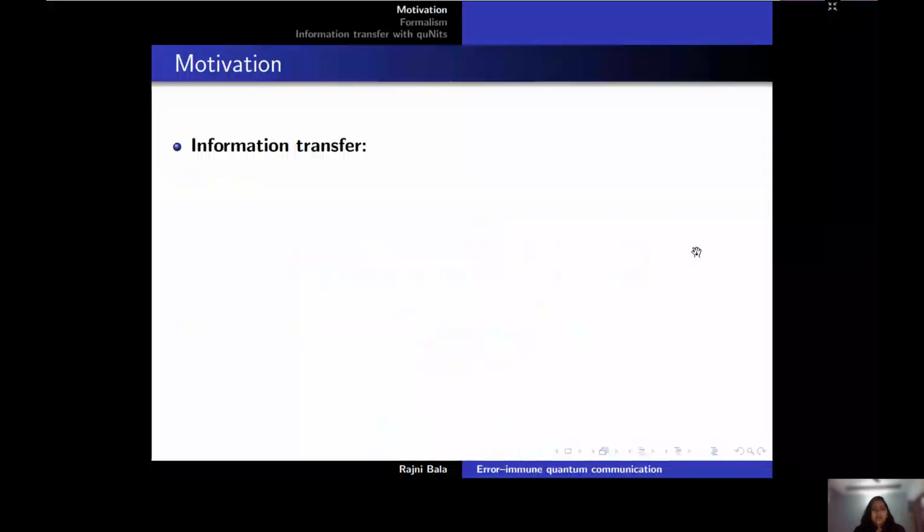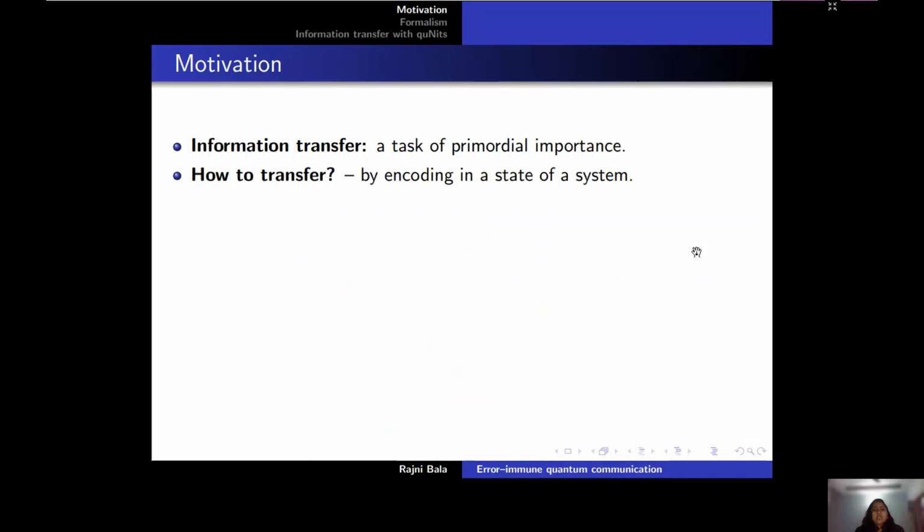In our everyday activity, every task requires the transfer of information. So this is a task of primordial importance. But the important question is how to transfer information. Information is usually transferred by encoding it in a state of a system.